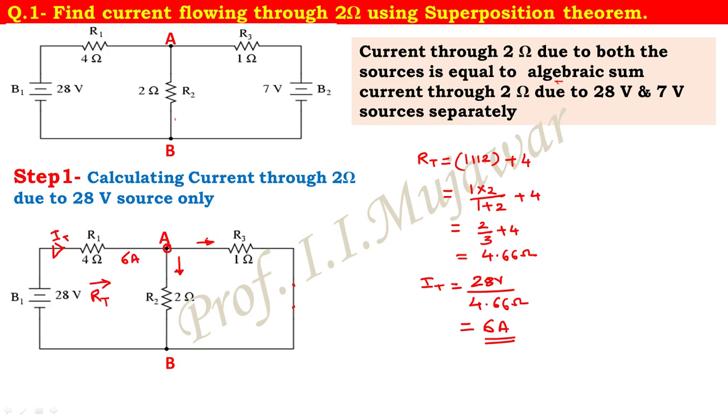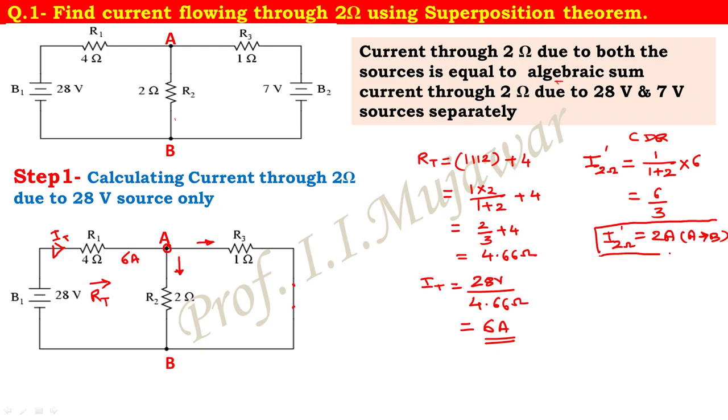Now if I calculate the current through 2 ohm due to 28 volt battery, and write that as I2 ohm dash, then by using current divider rule, it is the opposite resistance 1 divided by 1 plus 2, into 6. So that comes out to be 6 by 3, that is 2 ampere. Now this 2 ampere current is flowing in a downward direction, that is from A to B. So this is our first answer. That means this is the response because of 28 volt battery only.